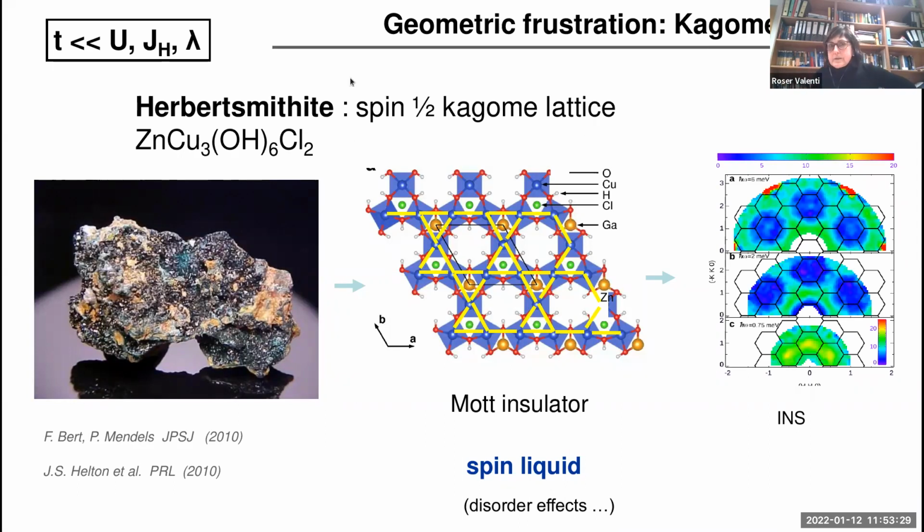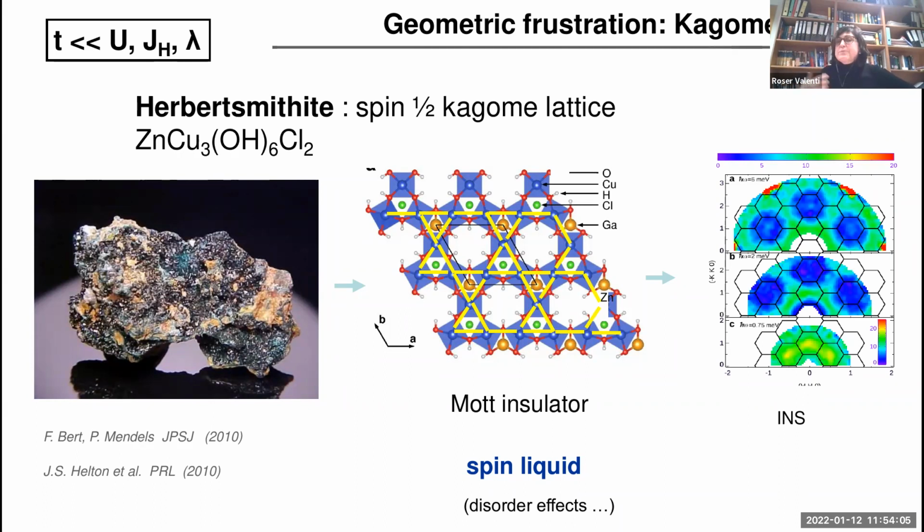If we consider first the case of geometric frustration in the Kagome lattice, Herbertsmithite is one of the candidate materials for a spin liquid. It's built of these perfect Kagome lattices of copper spin 1/2. This is a Mott insulator. And inelastic neutron scattering experiments here, for instance, show a diffuse excitation spectrum, and the system doesn't order down to low temperatures. So it has been proposed, in fact, that this system is a spin liquid.